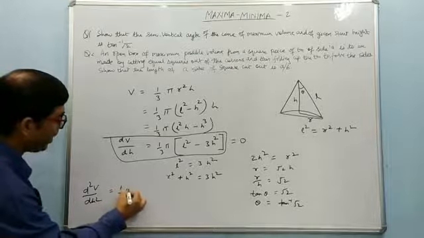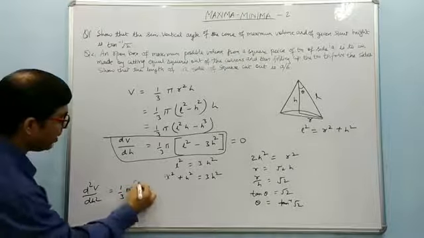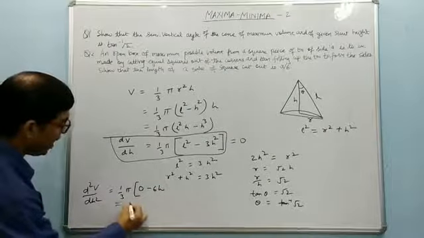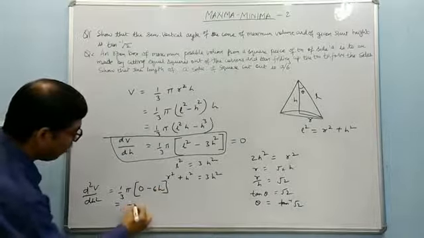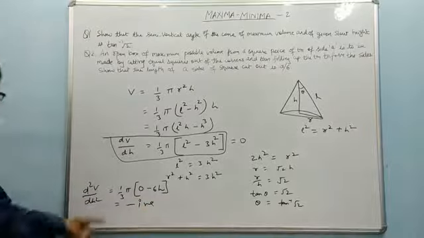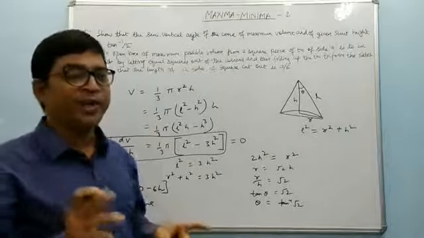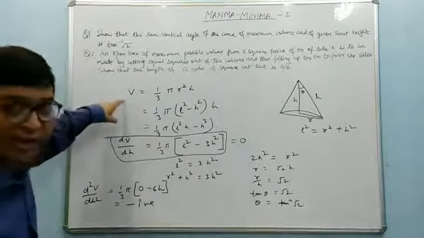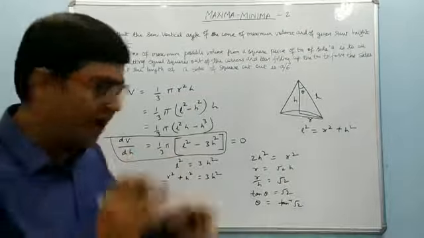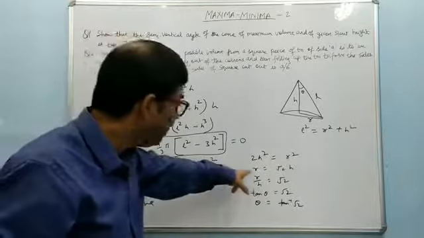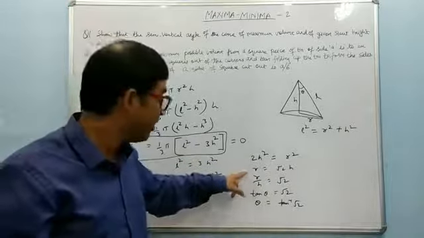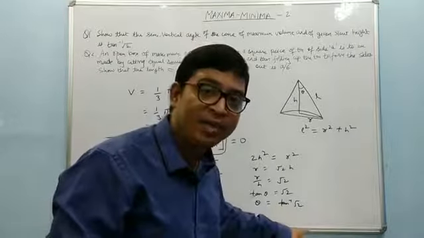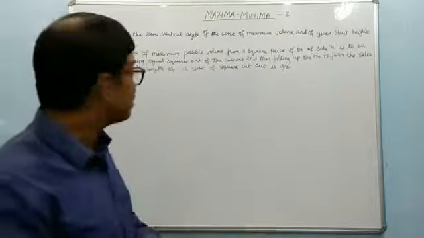1 by 3 pi constant, L square is 0 and that is minus 6H. So ultimately it is coming out to be negative, you see here. And if the double derivative is negative, then it means V is maximum. Where? It is maximum at this value. So the volume will be maximum when theta is tan inverse root 2. See in the next question.